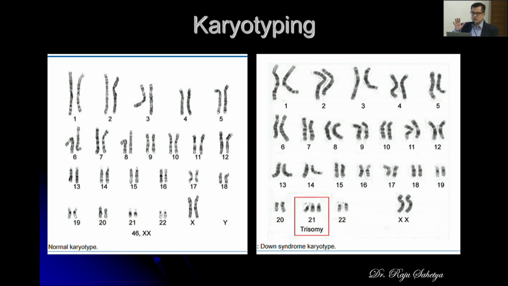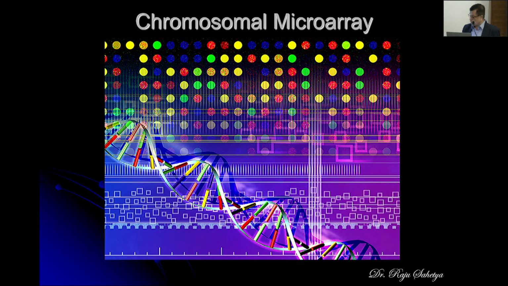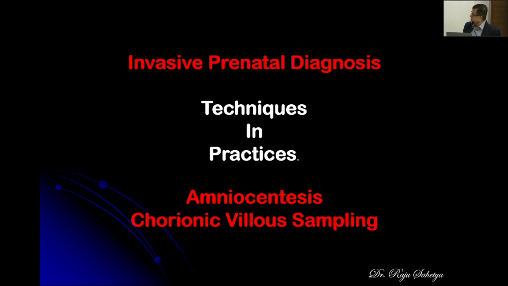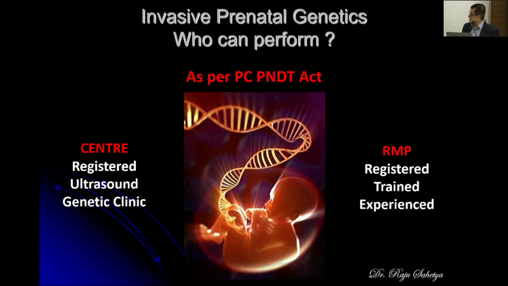So you must not hesitate in telling that when we do FISH, we also have to do karyotyping, because karyotyping is going to see all the chromosomes and also the defects in the chromosome. And now we have microarray, which is the magnified version of doing the genetic study. And in practice, we have amniocentesis and chorionic villus sampling.